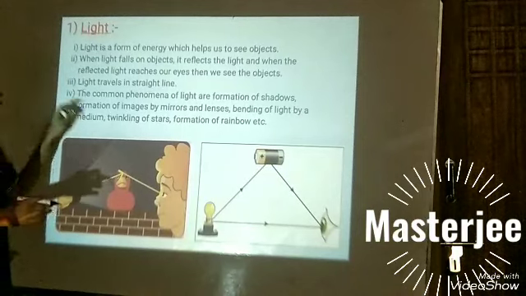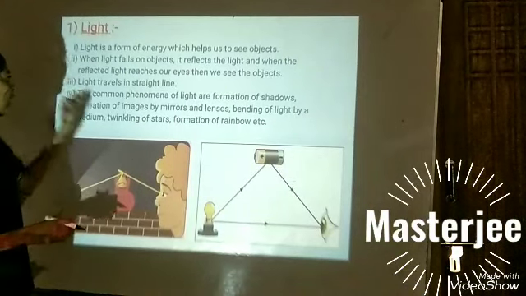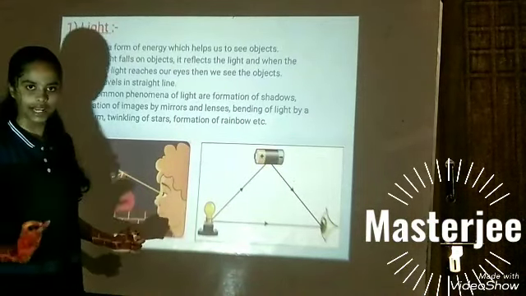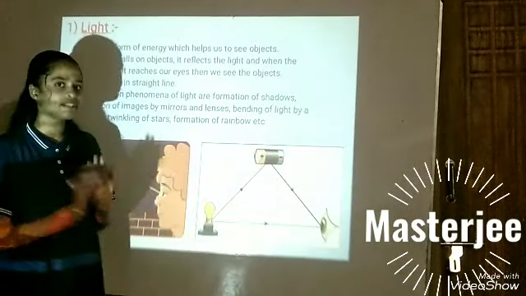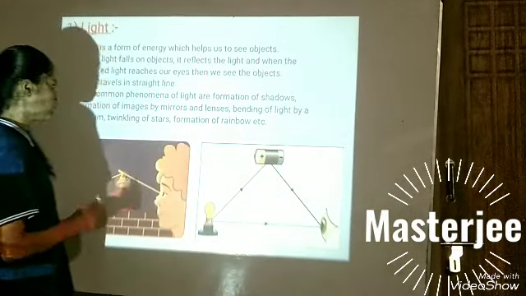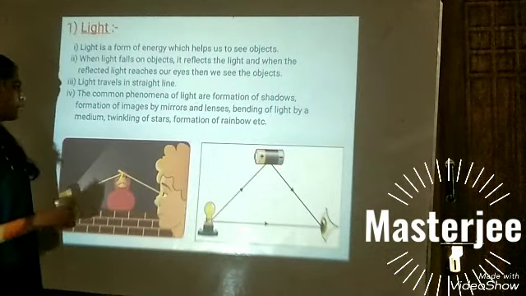Now, let's see the common properties of light. Light always travels in a straight line and it does not require any material medium for its propagation. Now, let's move on to the next slide.